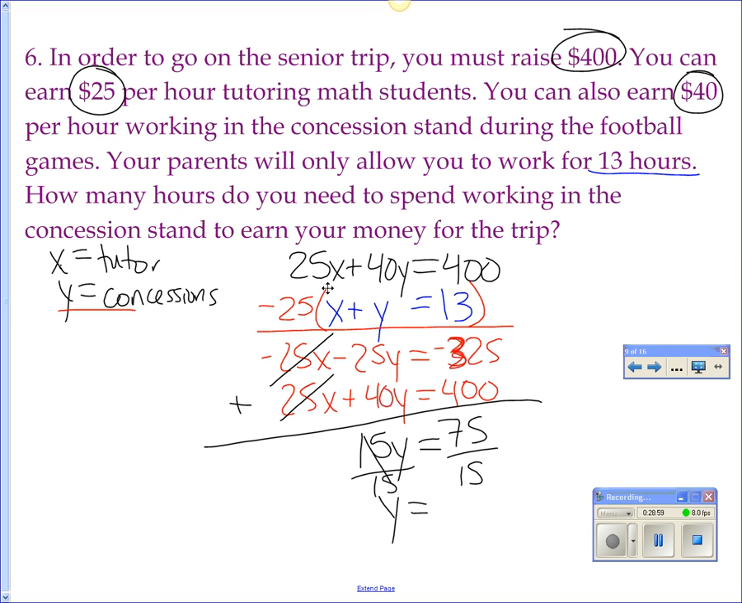Okay, for this one, I'm going to count by 15. Help me count my 15s. 15, 30, 45, 60, 75. So 5. How many hours did you spend working in the concession stand? Well, Y is concession. So you spent 5 hours in the concession stand. 5 hours. Okay.